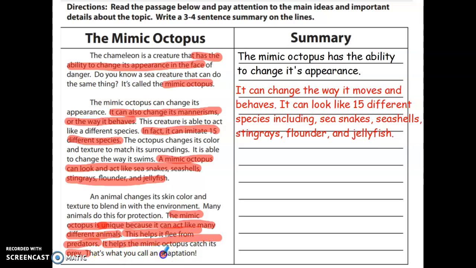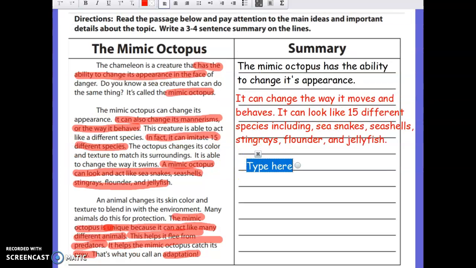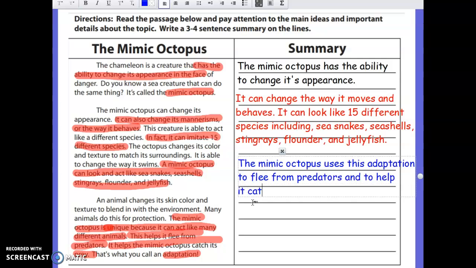And I see that word adaptation. And I know that's a key vocabulary word, so I'm going to include that in my summary as well. All right, so we're going to put these things that I've highlighted that are important, they're key details, we're going to include those into the summary. So we're going to say the mimic octopus uses this adaptation to flee from predators and to help it catch its prey.